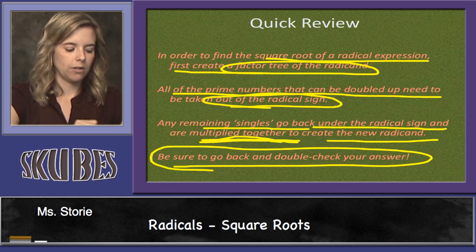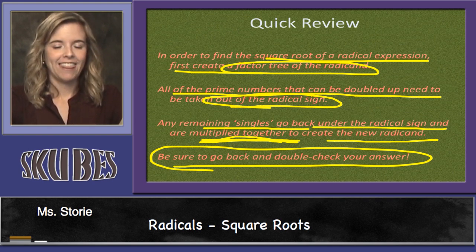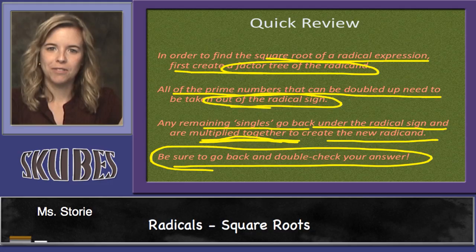Be sure to go back and double check your answer to make sure that you have the right answer, so you get total credit on your stuff. And that's it for our lesson on radical square roots.